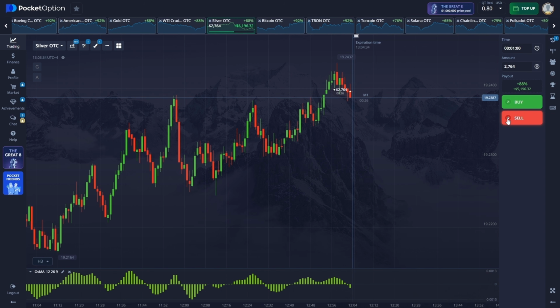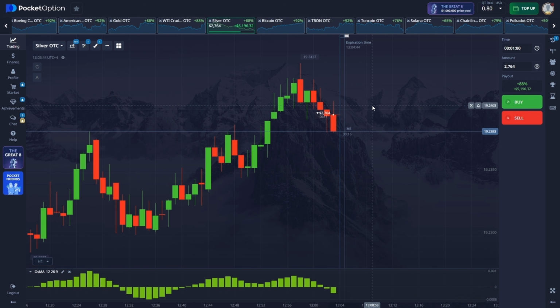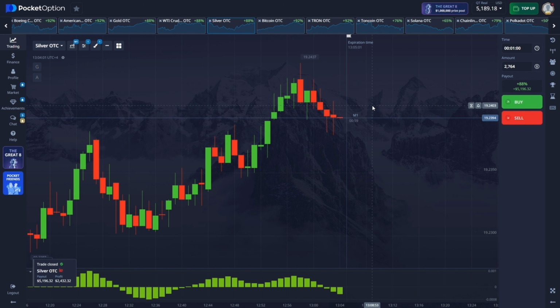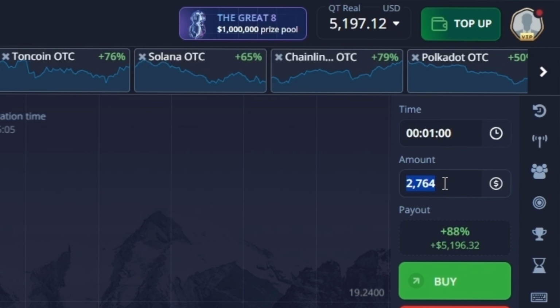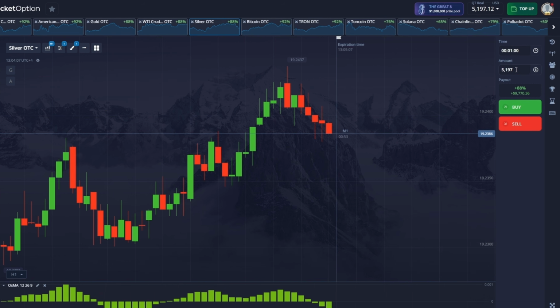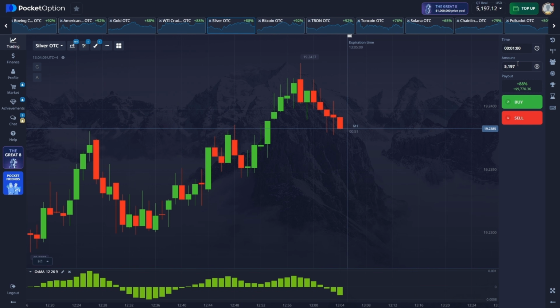You will see that a strong red candle was forming, and the previous candle also closed below the zero level. So that's why I took this trade. Only a few seconds left, and I won another trade. Now my balance has turned into $5,197. Let's find a trade for $5,197.